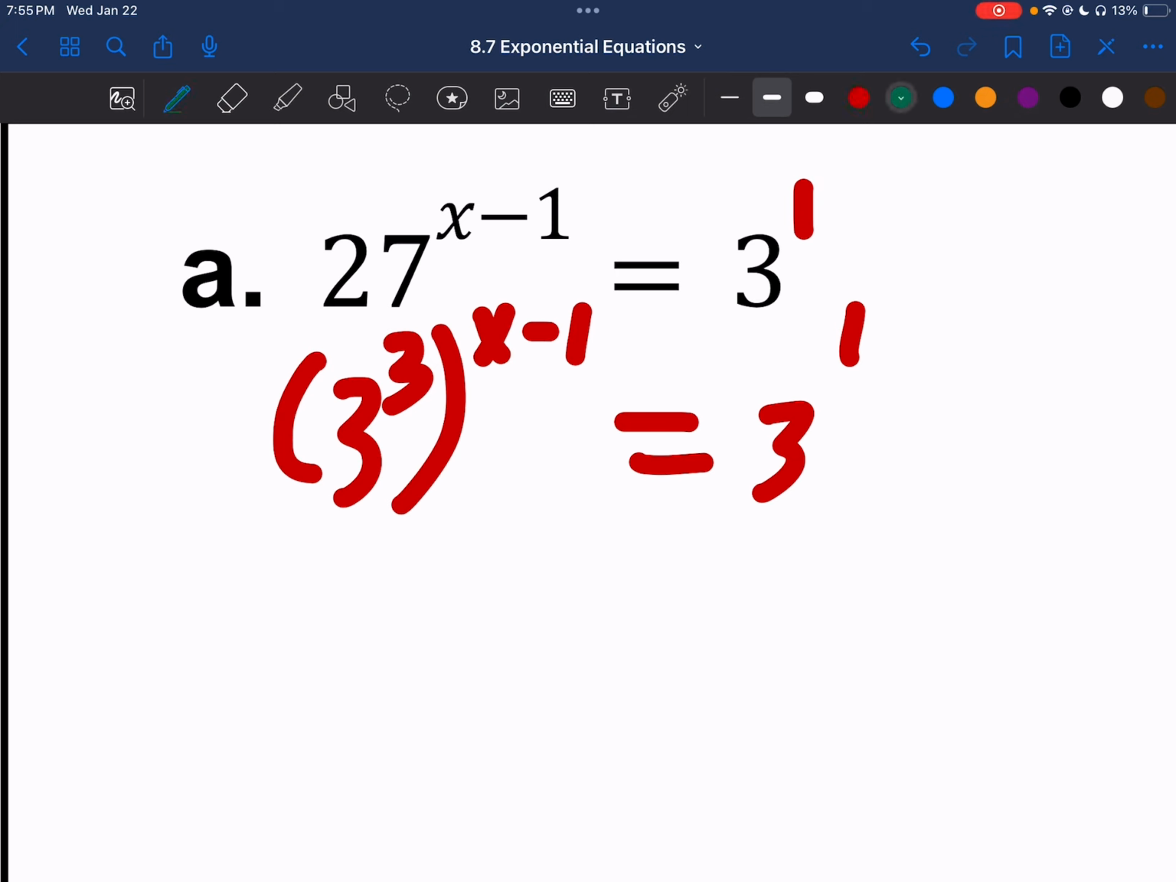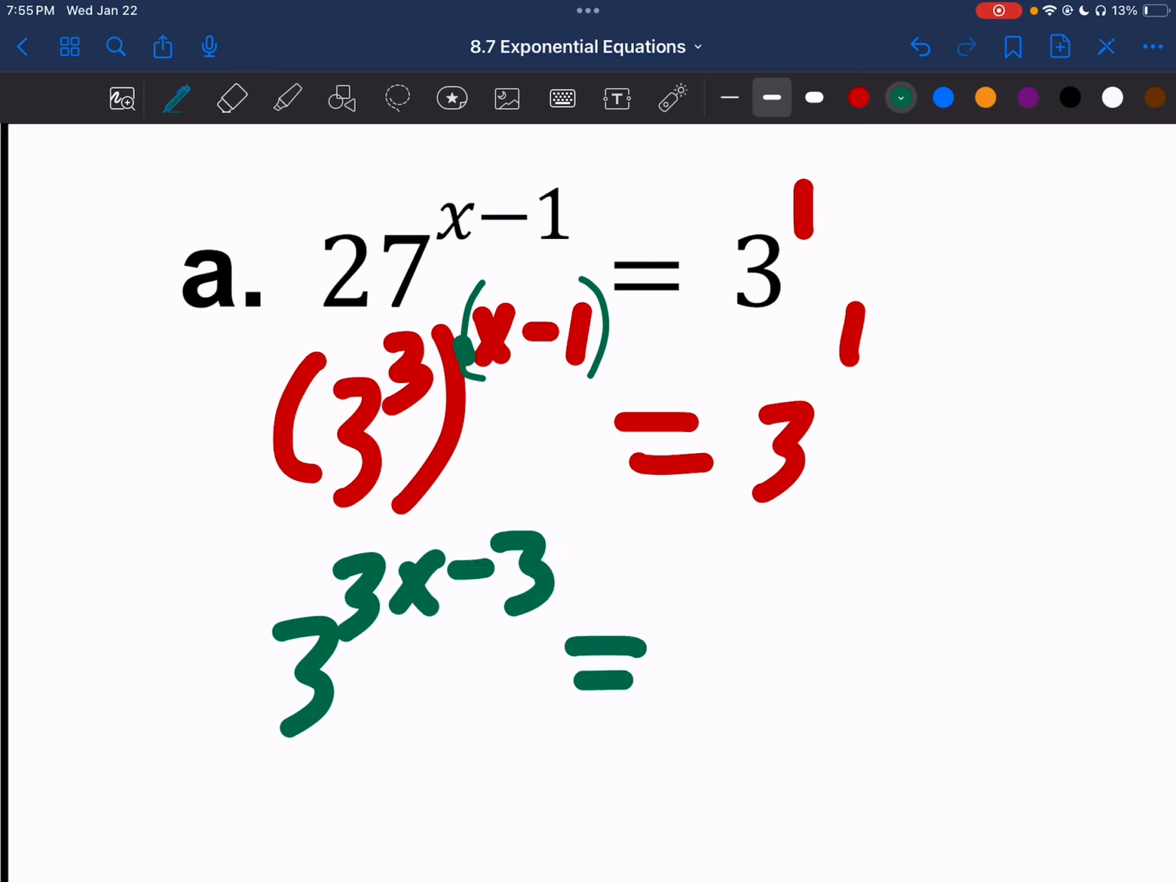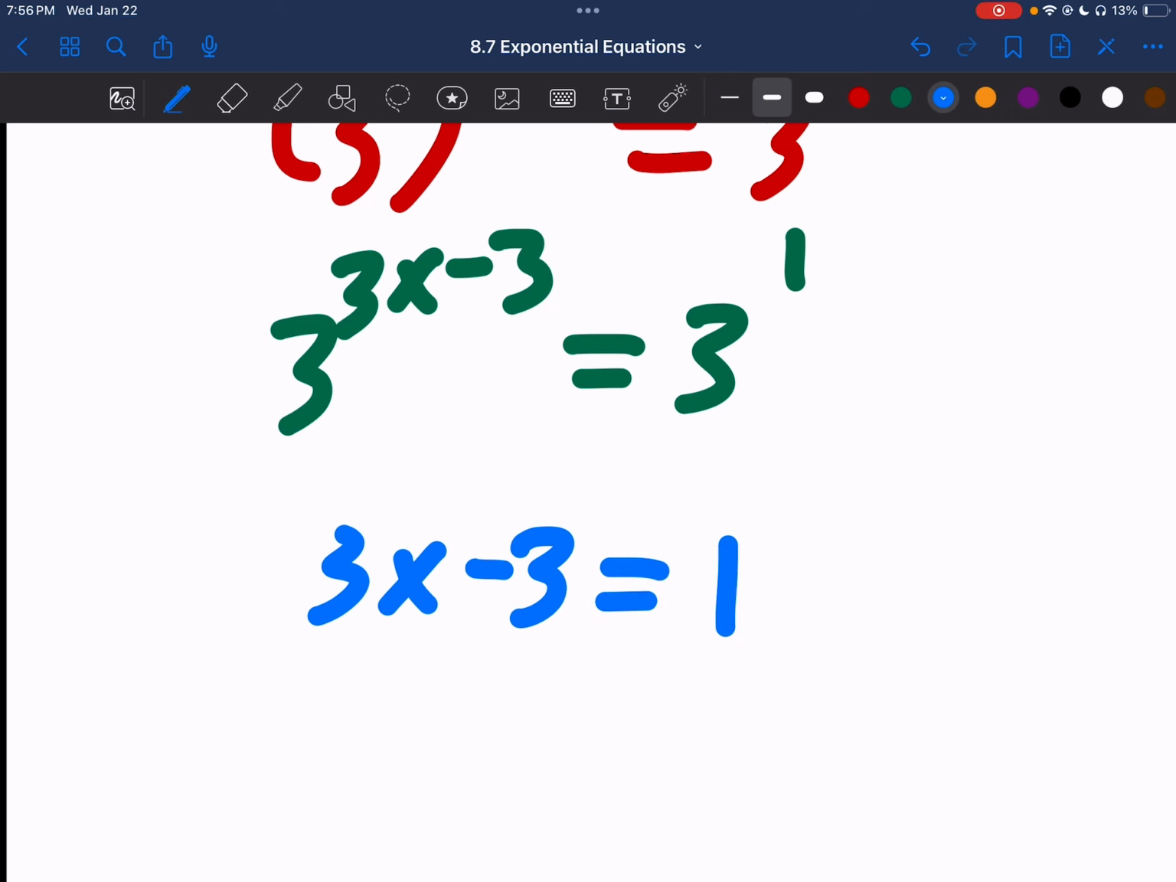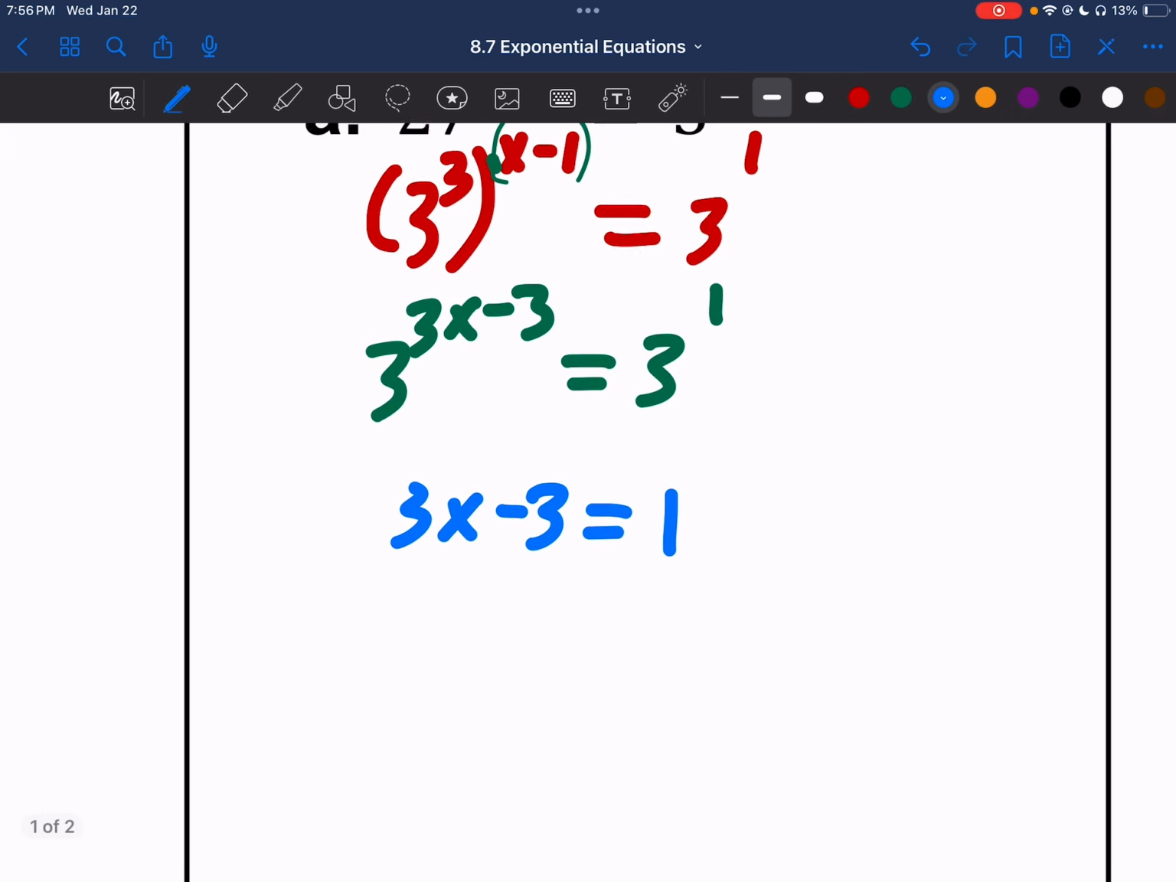We're going to multiply our exponents up on top here, the x minus 1, we need to multiply that by 3. So when I go ahead and do that, I get 3 to the 3x minus 3 power is equal to 3 to the first power. Okay, now what do we do? Well, before I was able to just say x is equal to something. Well, in this case, my exponent, 3x minus 3, is equal to 1. Okay, 3x minus 3 equals 1.